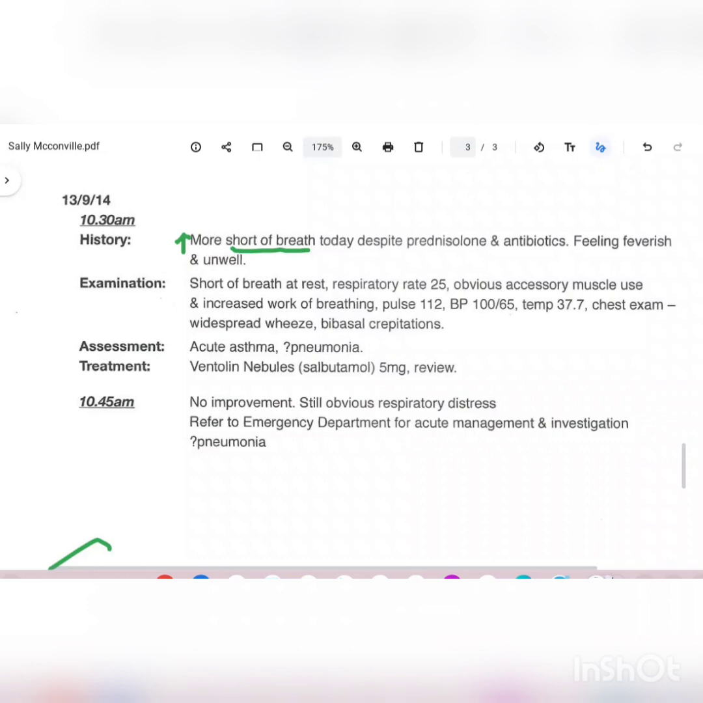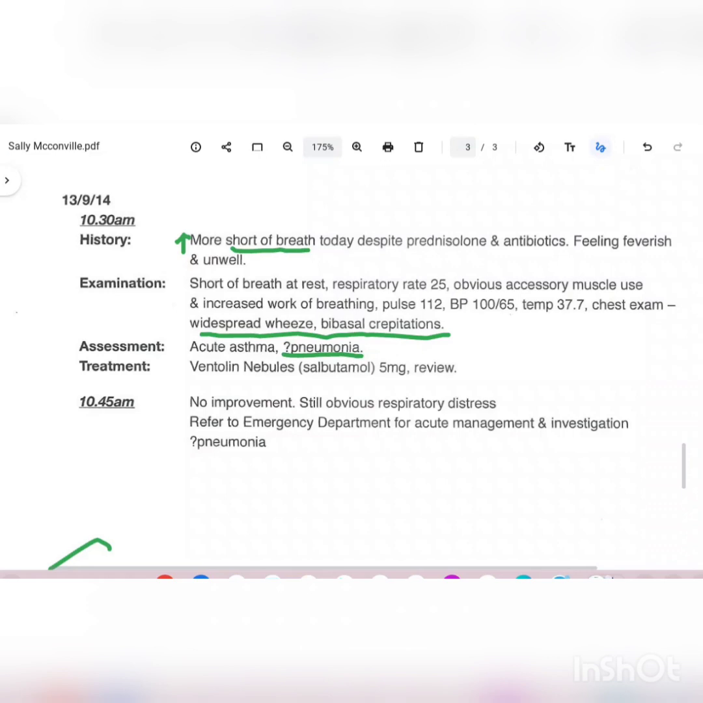Examination: short of breath at rest, respiratory rate is 25, obvious accessory muscle use and increased work of breathing. Pulse rate is 112, blood pressure is 165, temperature is 37.7. Chest examination: widespread wheeze and bibasal crepitations found. These are the observations, and they are important. Assessment: acute asthma or community-acquired pneumonia. We need to find out whether it is pneumonia or not, but at present the patient has got acute asthma.